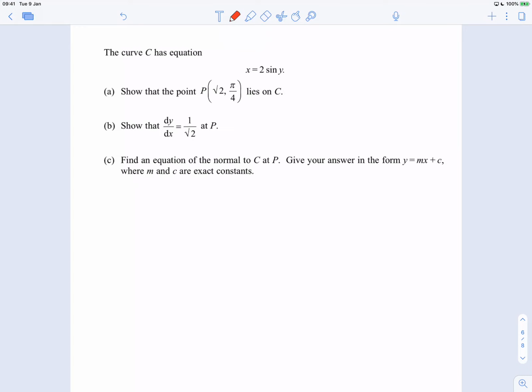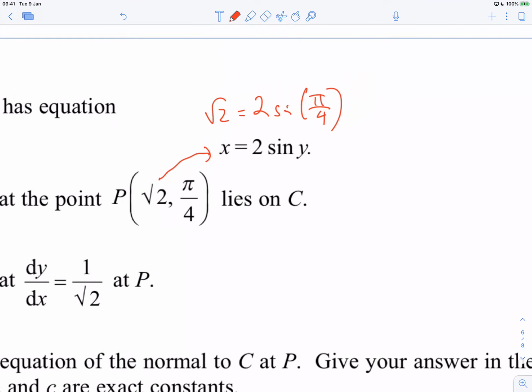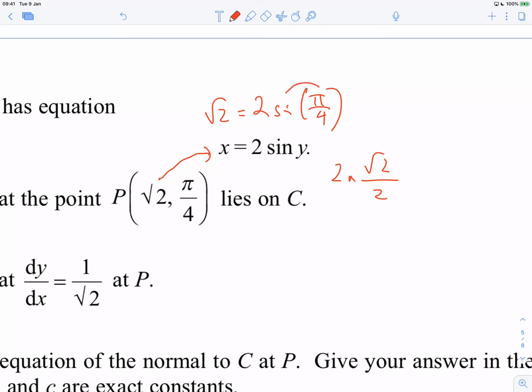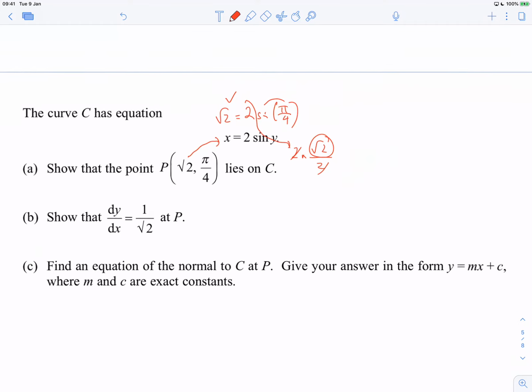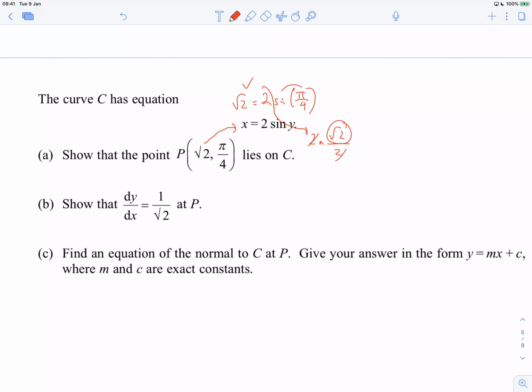Okay, apologies for the jump cut, but a student spotted a mistake when I calculated the gradient for this question. So if you want to give it a go, pause the video now. So the curve C has equation x equals 2 sine y. Show that point P lies on C. Well, when x equals root 2, does that equal 2 lots of sine of pi over 4? Okay, now in radians, sine of pi over 4 is root 2 over 2. So when I times that by 2, the 2's cancel and I'm left with root 2, so that does equal that. So yes, the point does lie on the curve.